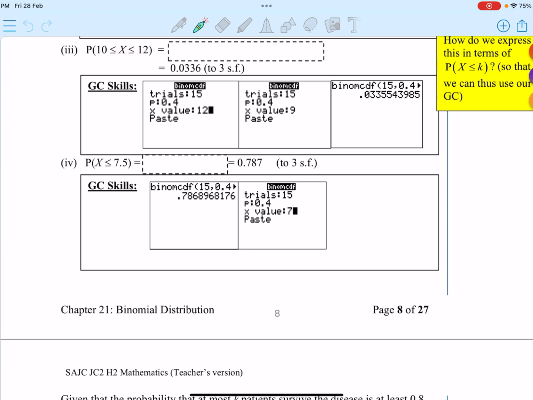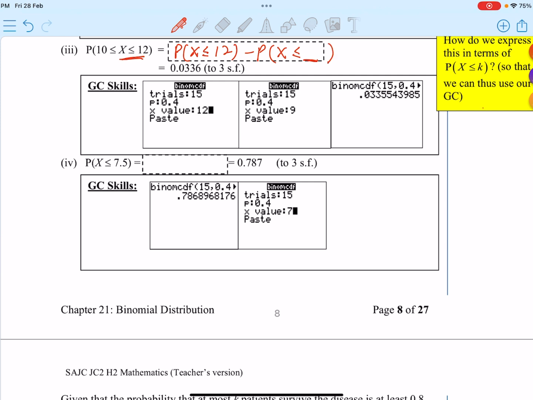Right, but how do we write an equivalent statement so that we can key into GC? Because GC requires us to write it as probability that x is less than or equal to something. Right, so we know that x is less than or equal to 12, so the probability that x takes should be less than or equal to 12. So what are we subtracting? Right, so we're subtracting away probability of x less than or equal to something. So what is that something?